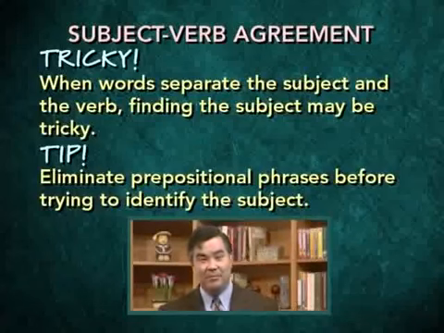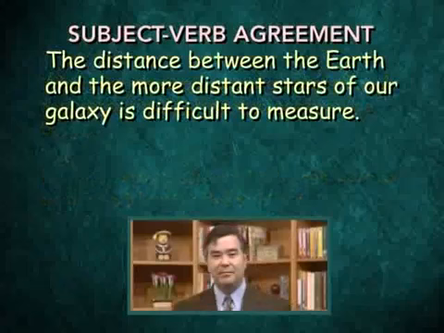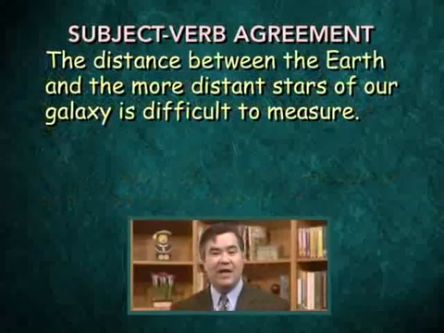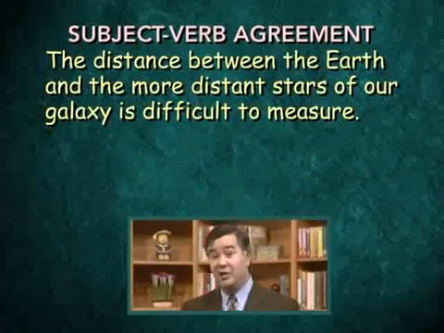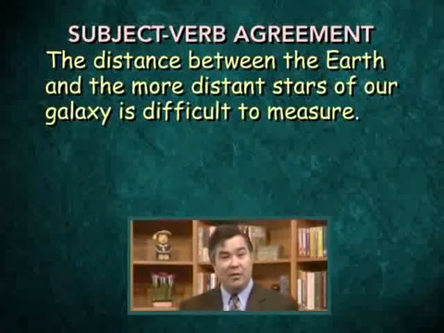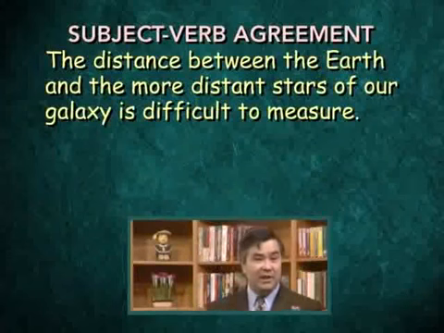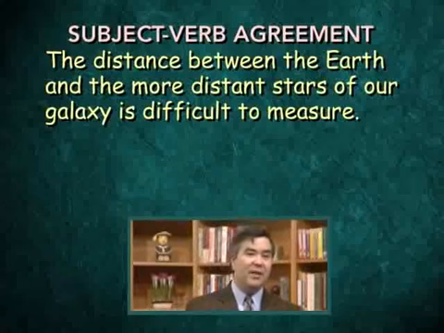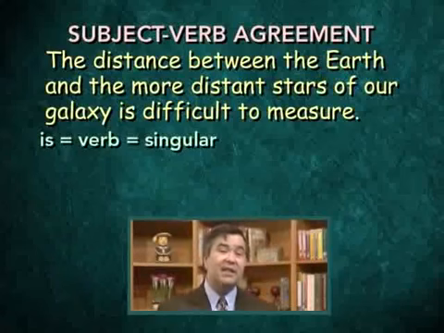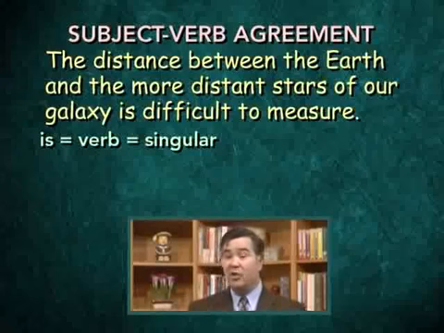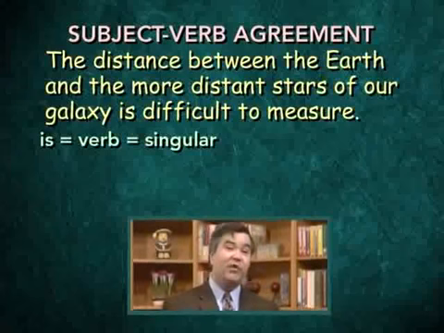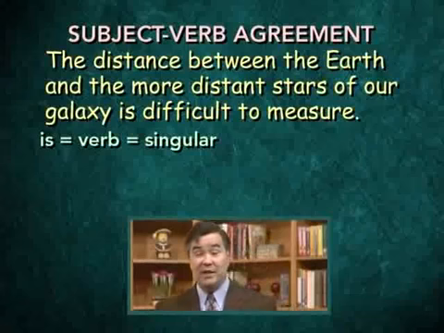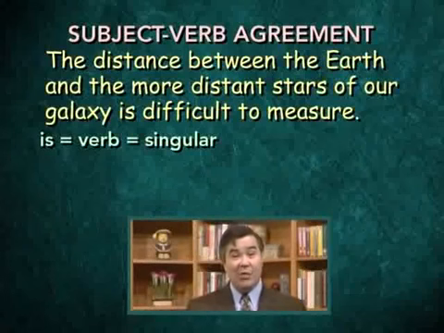Take a look at this example. The distance between the Earth and the more distant stars of our galaxy is difficult to measure. In this case, the verb is easy to find, as it usually is in most sentences. The verb is. Now that's a singular verb. Is the sentence correct or incorrect? Well, we have to identify the subject in order to determine whether a singular verb is correct or incorrect. Now, what is the subject?